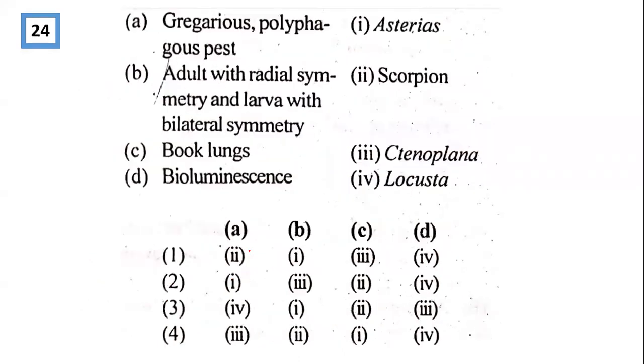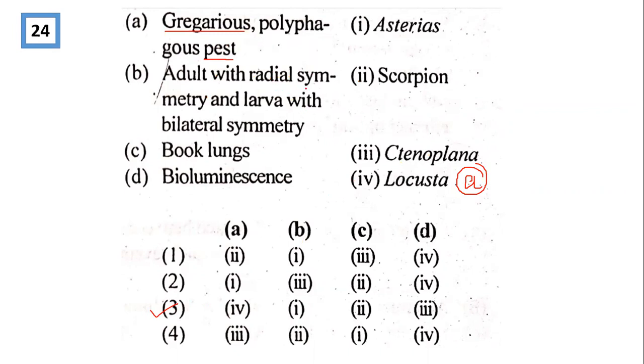Moving on to question number 24, a question from Animal Kingdom. Gregarious polyphagous pest. Locusta, right? Locusta is a gregarious pest. So A matches with 4, only one option. Option number 3 will be the correct answer for the question. Anyway, we will read the others also. So gregarious polyphagous pest, it is the Locusta.